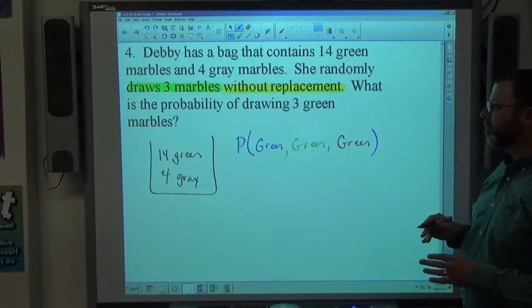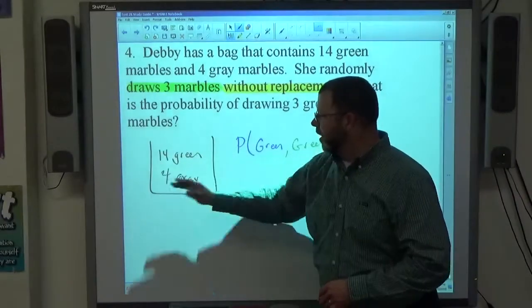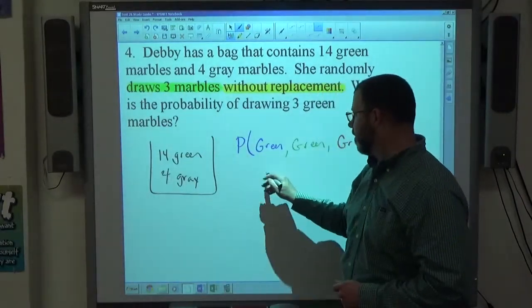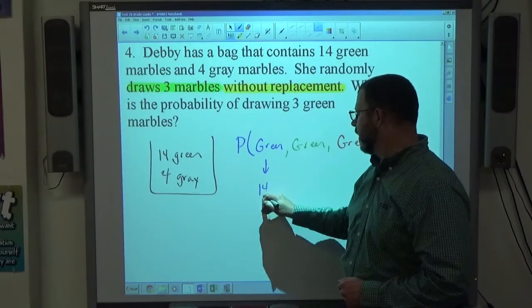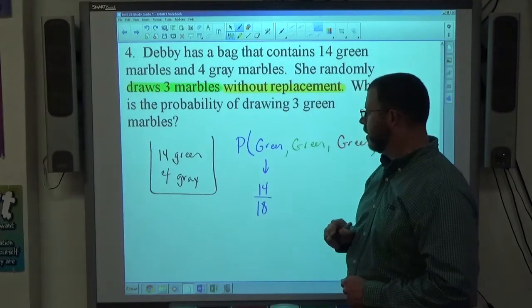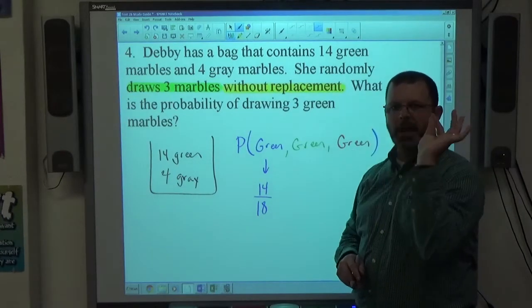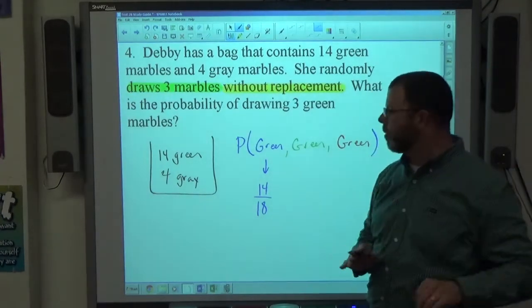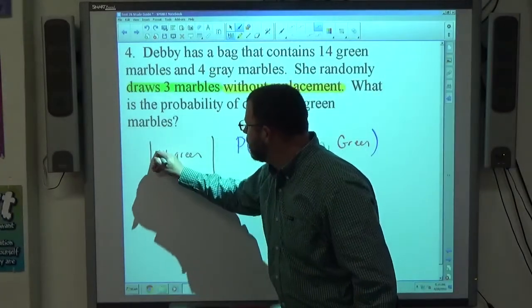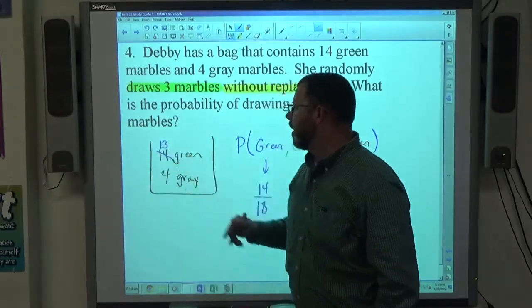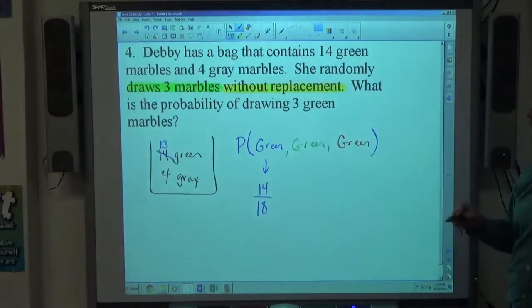So the initial pick, what we have in the bag is 14 green, 4 gray marbles. So the chances of getting a green on the very first pick, 14 green out of 18 marbles. Once she picks it, she pulls it out, it's going to be a green marble, we set it aside. We always get what we're looking for. So that means after she picked that marble, one of the green marbles went away. There's still 4 gray, but now there's only 13 green marbles.